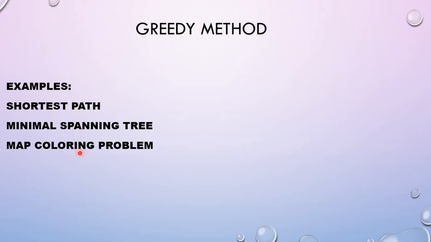That type of problem is called a minimum spanning tree. Then the map coloring problem. Map coloring means we have to color the map with the minimum number of colors. While I am saying shortest path, minimum spanning tree, map coloring, minimum color, all the problems have that word minimum or maximum. So optimization problems are solved by the greedy method efficiently.